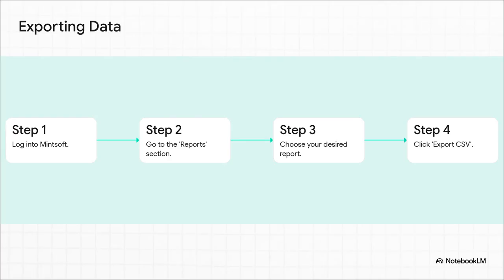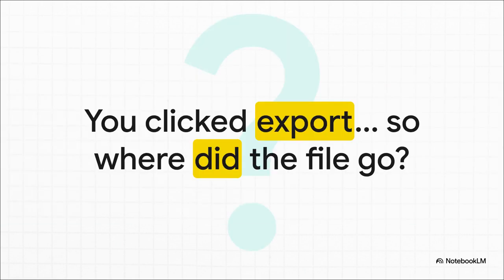Okay, so let's say your manager asks for a sales report. Simple. First, you open your web browser and log into Mintsoft. Then you head over to the report section, find the one you need, and you click Export CSV. That's it. You've just told Mintsoft to wrap up all that data into a single spreadsheet file for you. But hang on a second. You click the button. So where'd the file go?